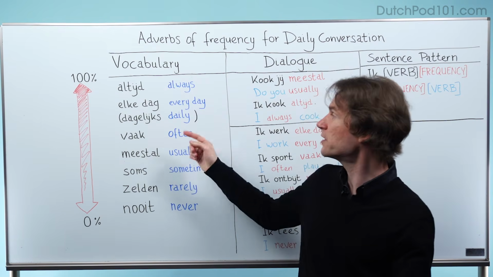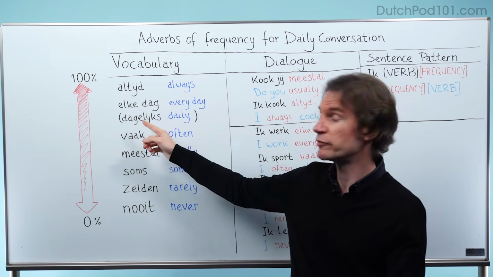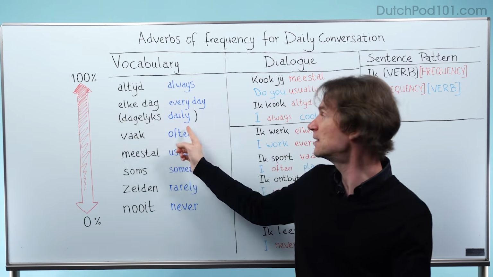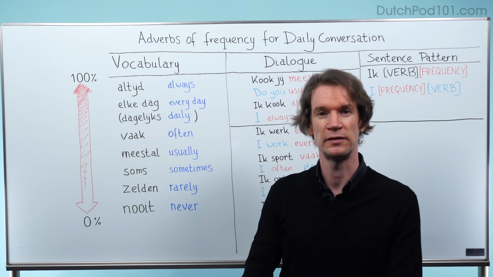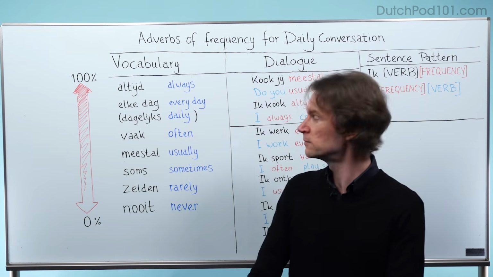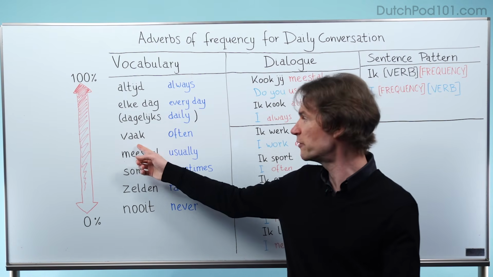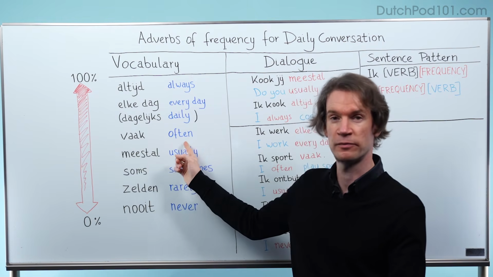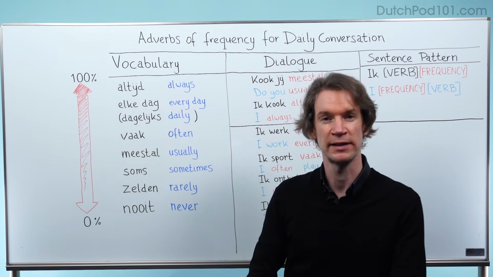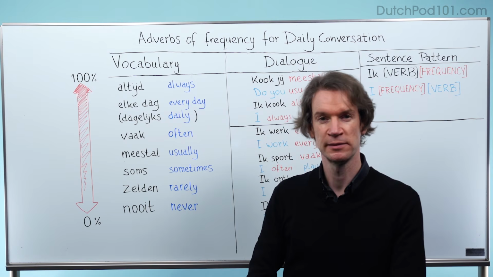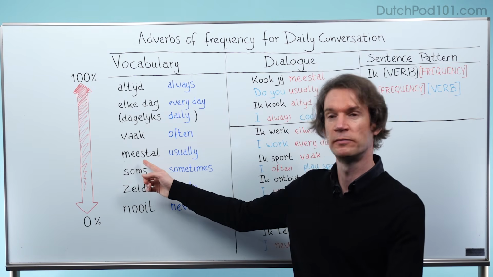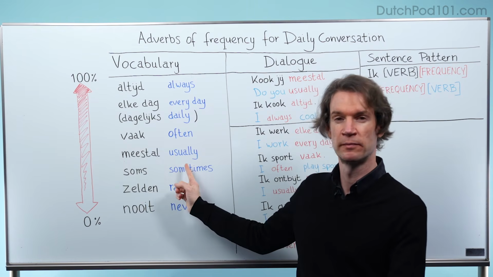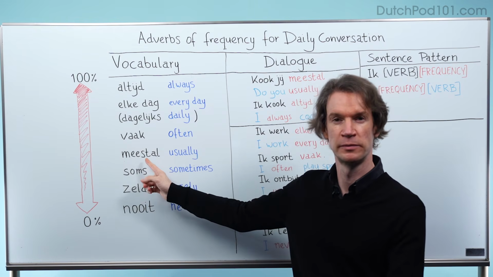We follow that with a synonym or an alternative. Dagelijks. Daily. Moving on, we go to vaak or often. Vaak. Next up is meestal. Usually. Meestal.